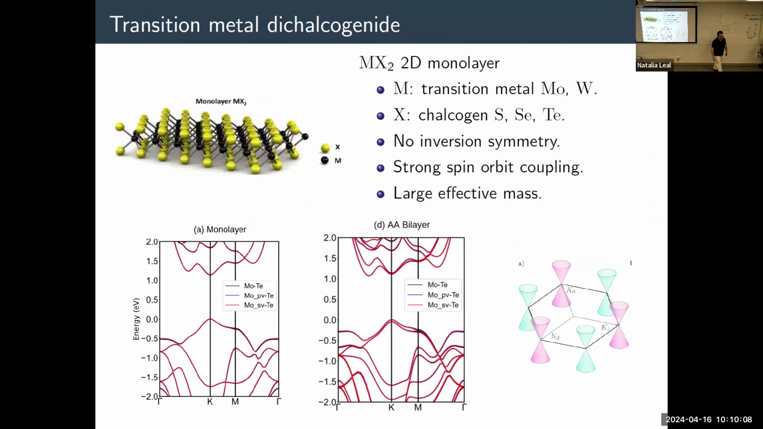Okay, so now coming back to TMDs. They look like graphene. You have one transition metal and two chalcogen atoms. They differ in the sense that they don't have any inversion symmetry, as opposed to graphene. And there is a very strong spin-orbit coupling and a large effective mass. So if you take a monolayer of MoTe2, the one that people have used experimentally to observe the fractional Chern insulators, you see a pretty large gap corresponding to the insulator, and the valence band that we'll talk about is this one, the top valence band. Basically, we focus on what's going on around the K point, like we did for TBG, focusing on the Dirac cone around the K points.